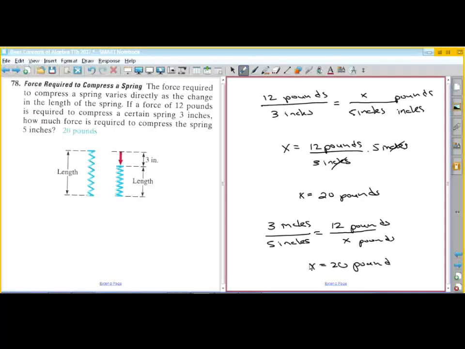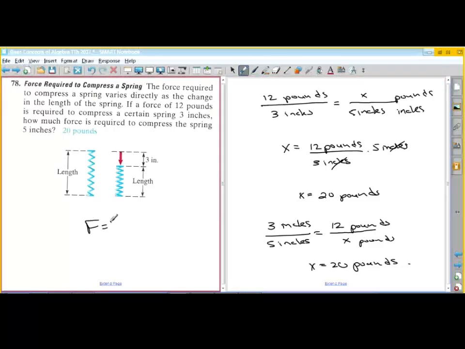And you'd solve it and you get the same answer, 20 pounds. So that's all you have to do. Now there is an equation, force equals some constant times x. So that's also another way of saying that the force varies directly with the change in length.